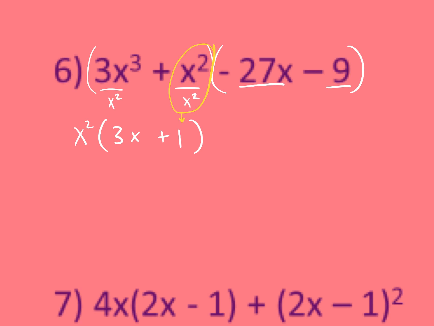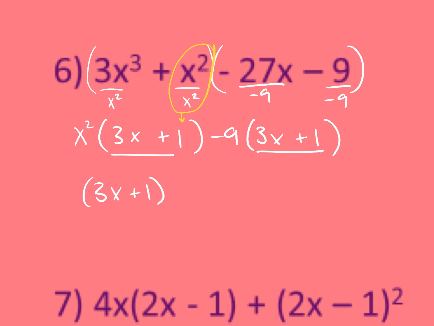Even better than negative 3. Negative 9. So I'm going to take out a negative 9, and what am I left with? 3x plus 1. So are my inside parts exactly the same? Yep. So those go together as 3x plus 1. What would my second group be? x squared minus 9.